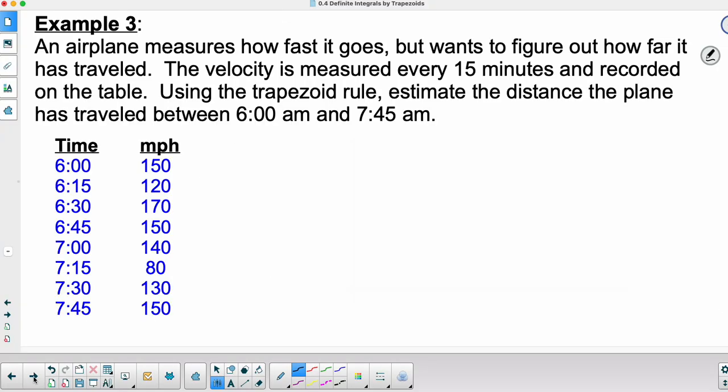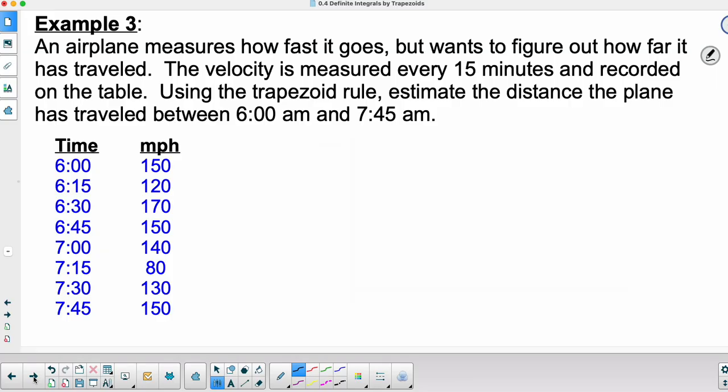Last thing, and I'll be done. I know some of you are ready to be done right now. But last thing, here's a different kind of question. I have an airplane. An airplane measures how fast it goes, but wants to figure out how far it has traveled. The velocity is measured every 15 minutes and recorded on the table. Using the trapezoid rule, so that formula I just showed you, can you estimate the distance the plane has traveled between 6 a.m. and 7:45 p.m.?